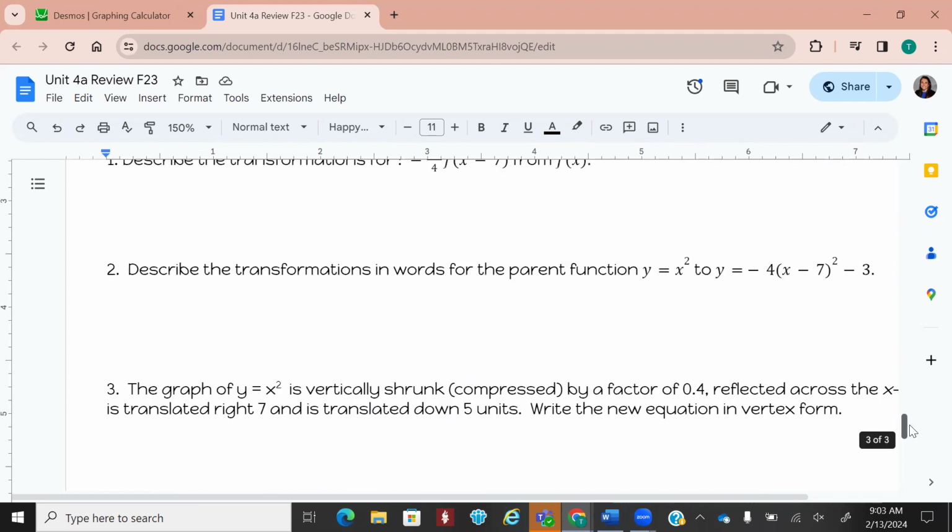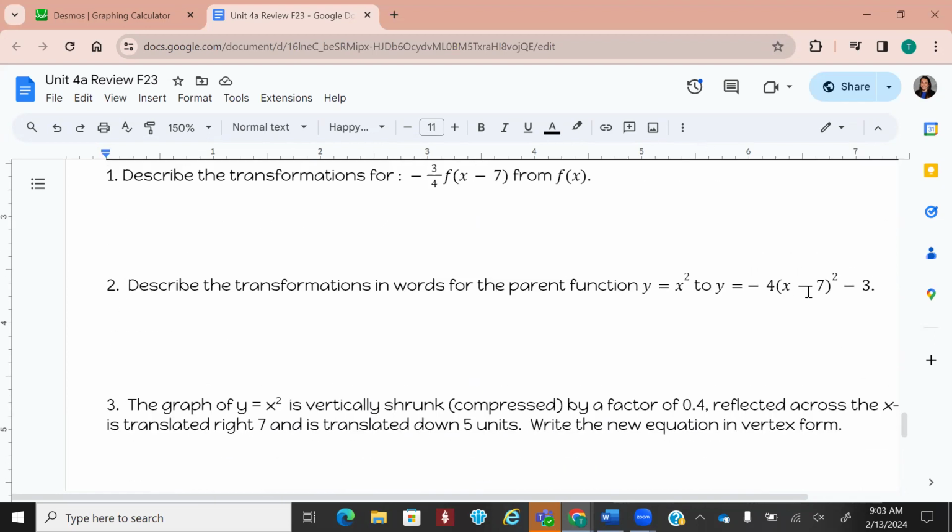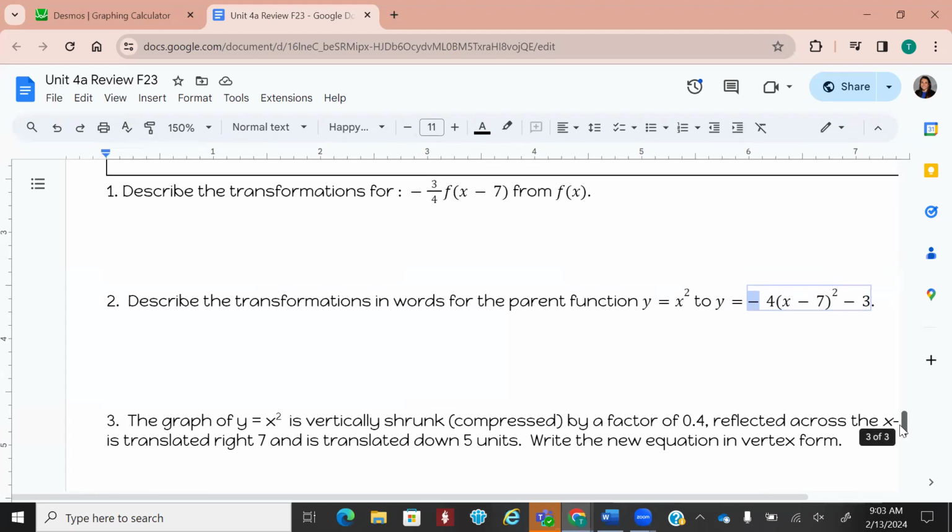Positive where? Inside the parentheses, in front of the parentheses, then we wouldn't have a reflection. So if it was positive, there was no negative here, then it would just be no reflection. You wouldn't say anything about it. It would just be a stretch of 4, no reflection. Yeah.